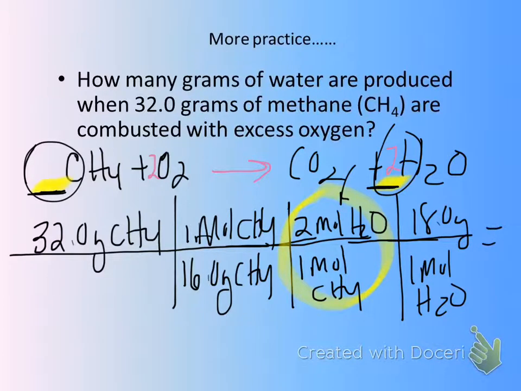Okay, let's see what we can factor out now to make our lives a little bit easier. We know that 32 divided by 16, 16 goes into itself once. It'll go into 32 twice. So this is saying 2 times 2 times 18. So 2 times 2 is 4, and 18 times 4 is 73. So our answer is 73 grams of water produced.